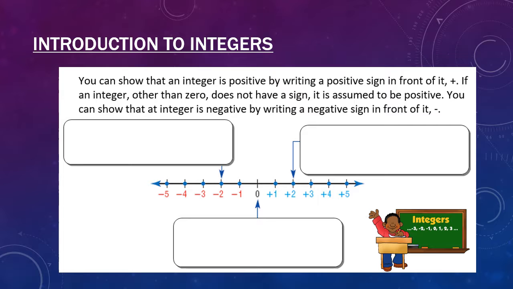And you can also show that an integer is negative by writing a negative sign in front of it, and that negative sign is going to look like a minus sign. Don't call it "dash 5." It's not "dash 5." It's negative 5.